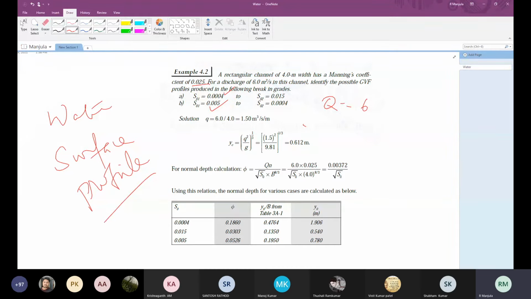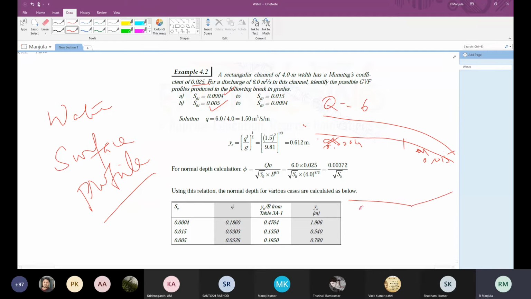which means that there is a slope of 0.004, which means that that is a mild slope. Then there is a steep slope. So here it is 0.0004, and there is a break in grade 0.015. So how the water profile changes. So this is going to be the first part of the problem. Then the second one is 0.005 to 0.004. Maybe there is a mild slope and then another slope.